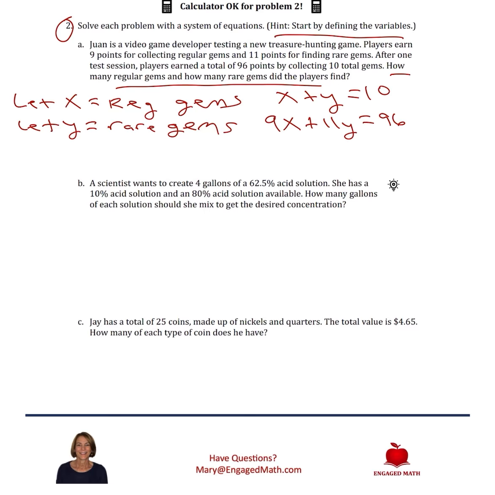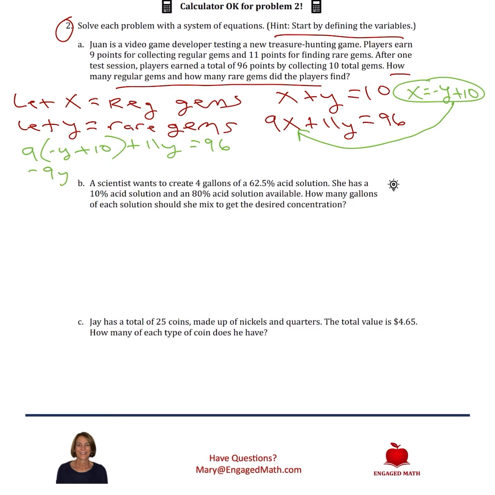So now let's take that first equation and let's just get x alone. So I'm going to rewrite that first equation as x equals negative y plus 10 because I can subtract y from both sides. So now that x is equal to negative y plus 10, I can go to this equation and rewrite it with negative y plus 10 replacing x based on our knowledge of substitution. So I now get 9, and instead of x, I'm going to write negative y plus 10 plus 11y equals 96. And soon enough, we're going to know exactly how many regular and rare gems we have.